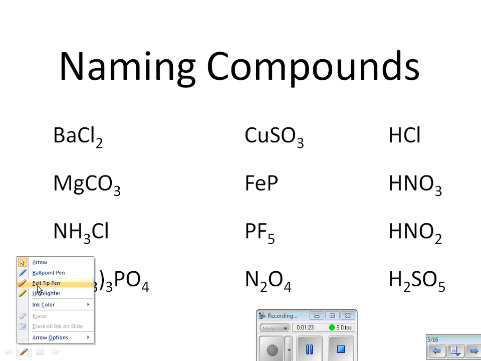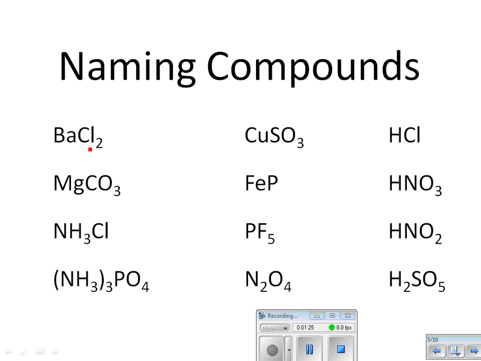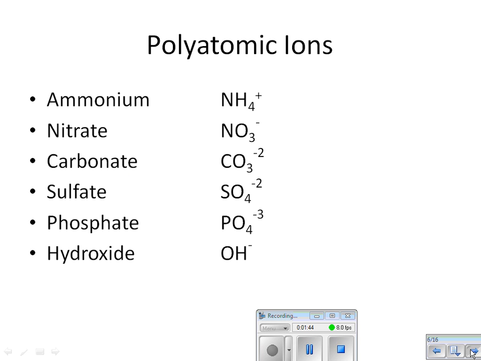In this case, it's different than the first element. We are not bonding a monatomic ion to a monatomic ion. We have CO3, more than one element there. That is what we call a polyatomic ion. And there are many different polyatomic ions, but for our purposes, let's just concentrate on these 6.